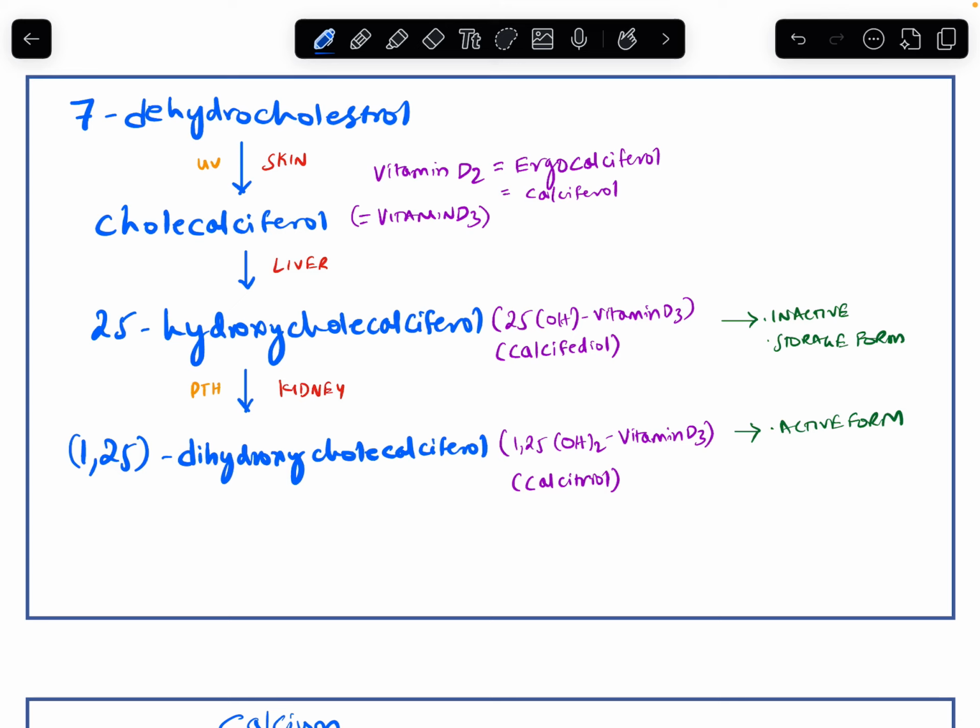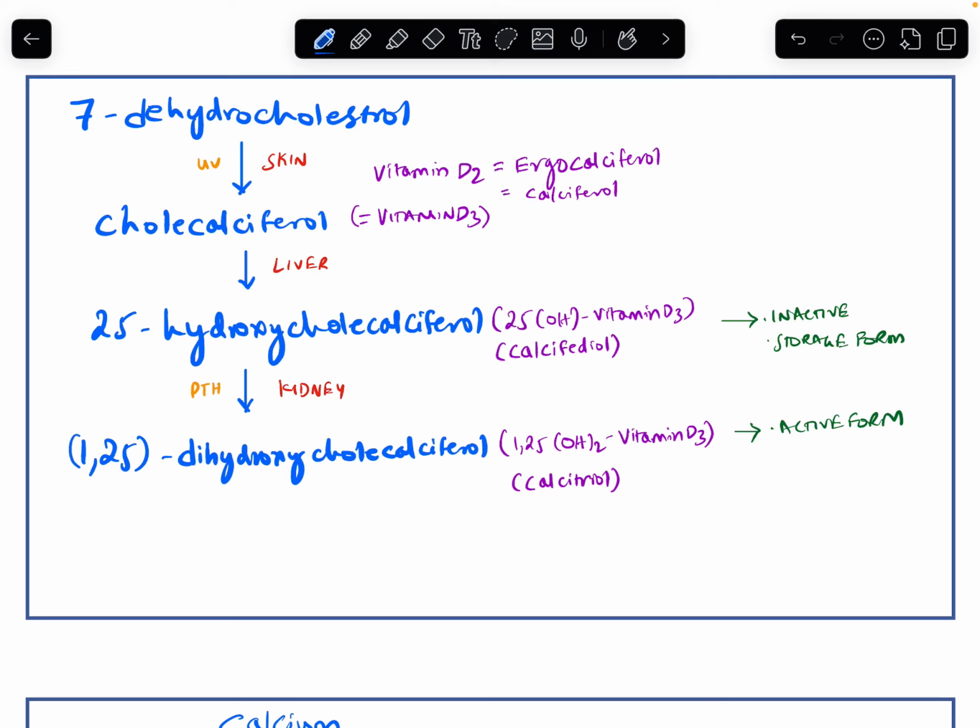Before we delve deep into these drugs, let's first understand the calcium, vitamin D metabolism and bone remodeling basics in this video. Here you can see the metabolism of vitamin D and its synthesis. So first, when the skin is exposed to UV rays, 7-dehydrocholesterol gets converted to cholecalciferol, which is otherwise called vitamin D3.